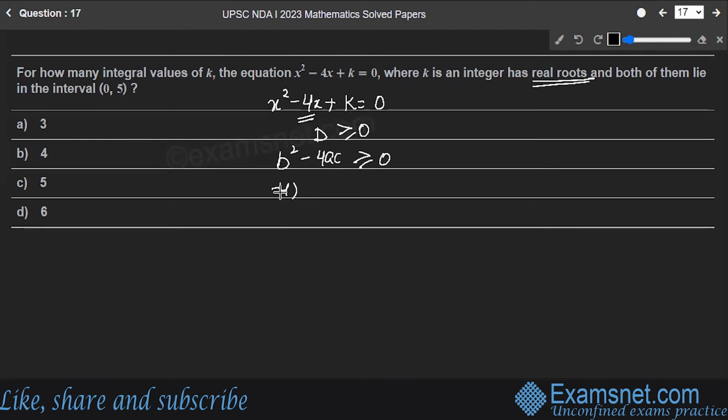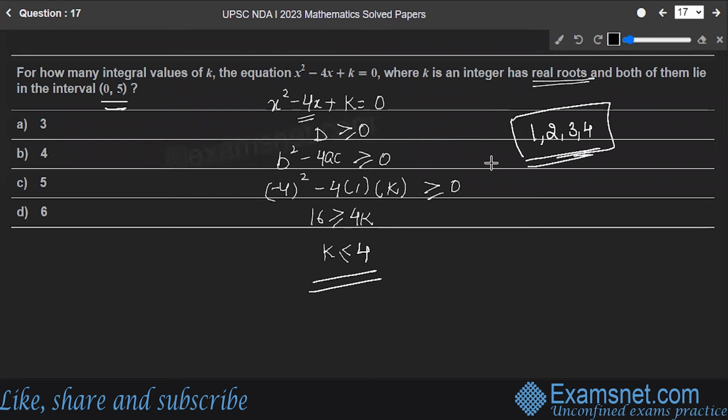b is minus 4, squared, 4, 1, k should be greater than or equal to 0. 16 should be greater than or equal to 4k, or k should be less than or equal to 4. Now, both of them lie in the interval of 0 to 5, open interval. That means 0 and 5 are not included. I can't have the 0 in this case. So the possible values for k will be 1, 2, 3, 4. So there are 4 possible values for k. That means option B is the correct answer. Hope you got that.